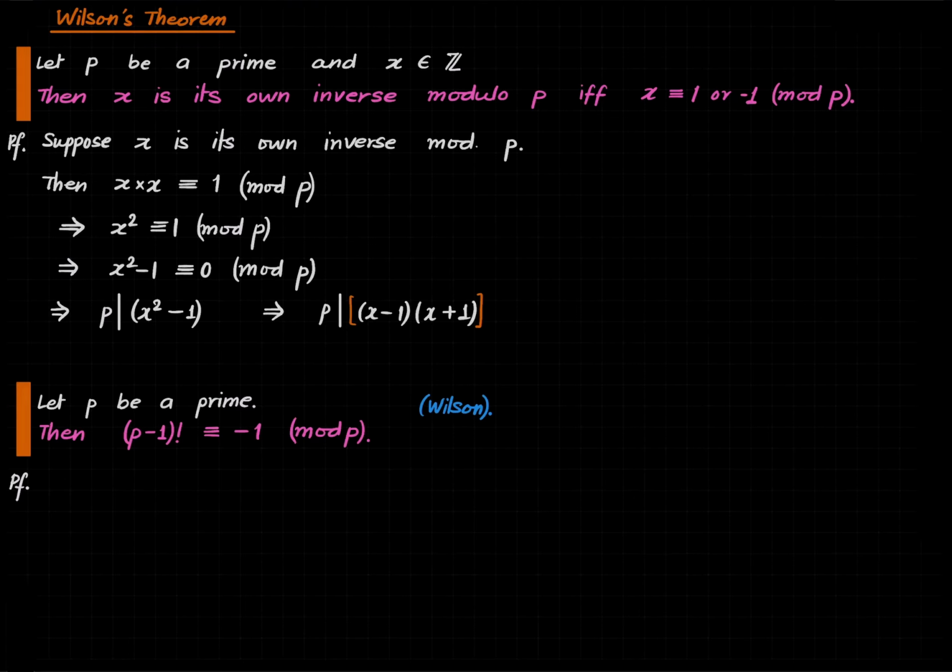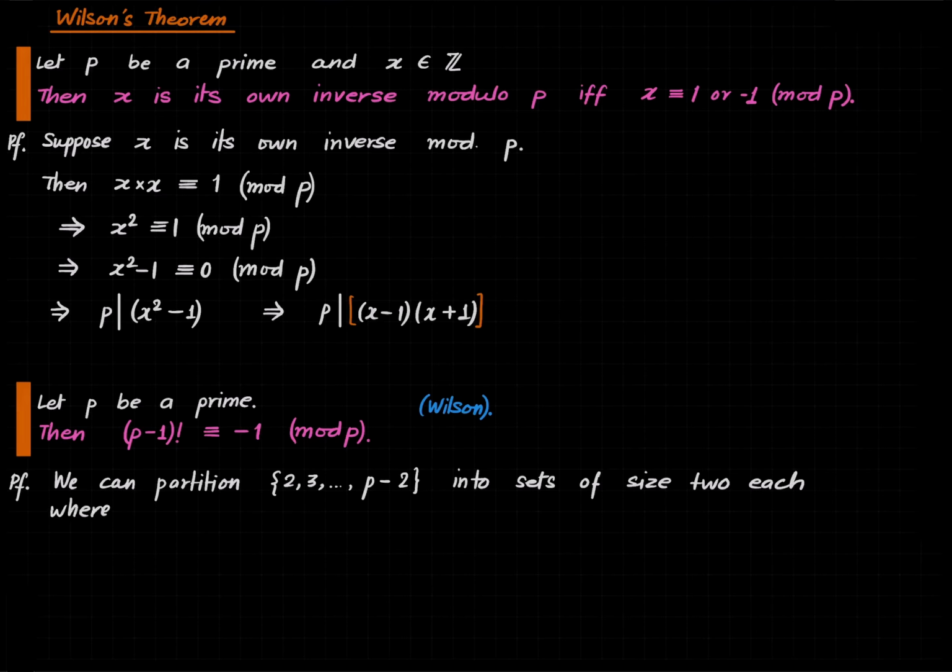We can partition this set 2 up to p minus 2 into sets of size 2 each, where every set consists of mutual inverses.